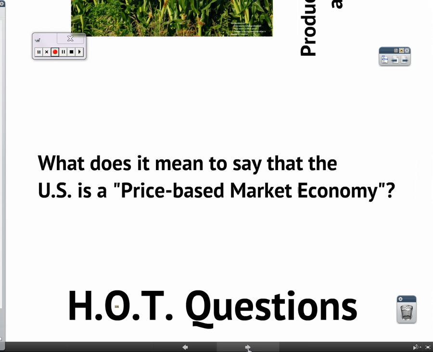What does it mean to say that the U.S. is a price-based market economy? Do you have an answer to that? Does price affect the economy? Does price affect what is offered? Does price affect what is supplied?